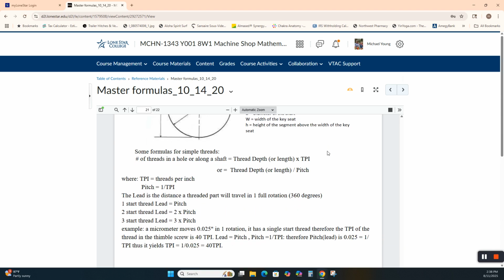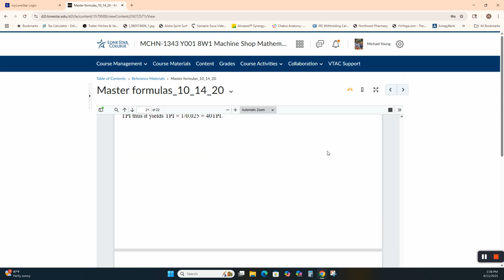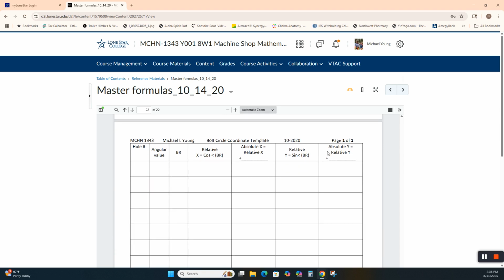And these formulas are also in Machinery's Handbook. Okay. Here is a blank template for doing the bolt circle coordinates, and you're going to have to figure that out. Watch the video. I lead you through it by the hand.